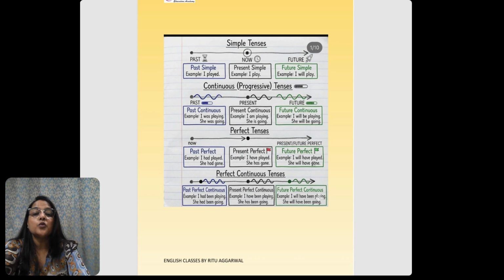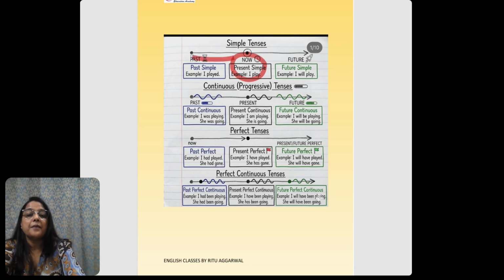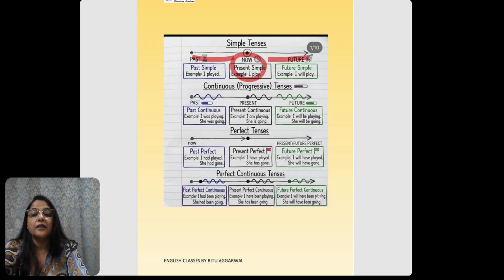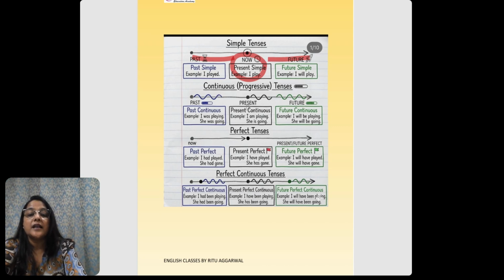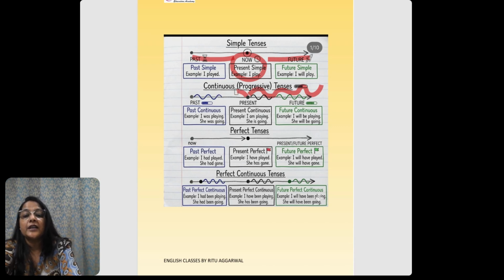Now see, this is a visual chart that I have tried to make. This is the simple tense, and the situation here is now. If you see, I play. When you go back from here, it is I played. And when you come forward, it is I will play.